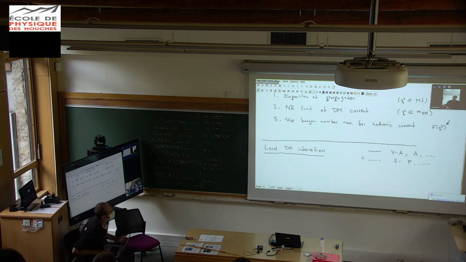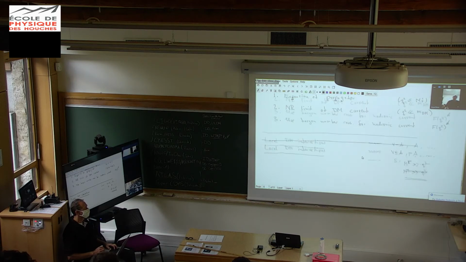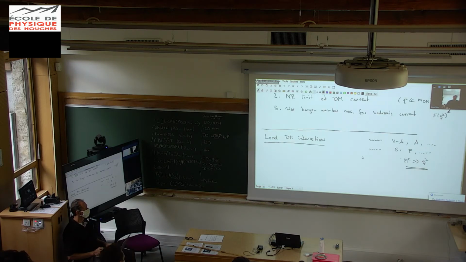But what we will always assume is that the mediator mass is larger than the momentum transfer. Okay, that's one of our assumptions, and I think it's a very good assumption, because we haven't seen any of these mediators, so unless the couplings are extremely tiny, I think they must be heavy enough so that we didn't see them at colliders. Okay, so that's a reasonable assumption.